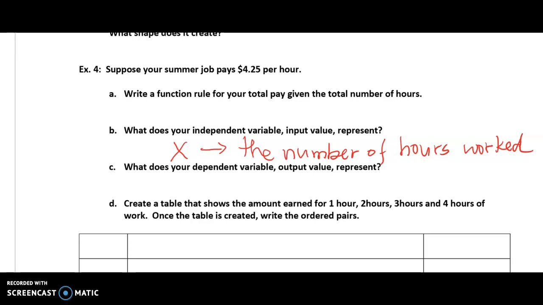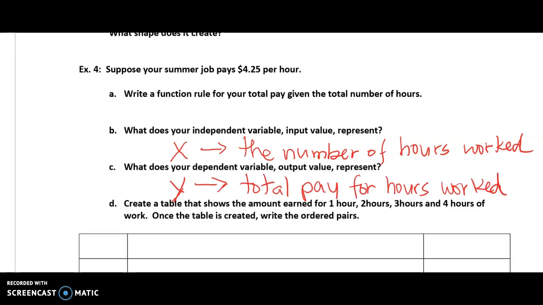Part C says, what does your dependent variable, your output value, represent? For us, that's y, and that represents our total pay. x represents the number of hours worked, while y represents the total pay for those hours worked. So let's move back to part A, which says, write a function rule for your total pay given the total number of hours.